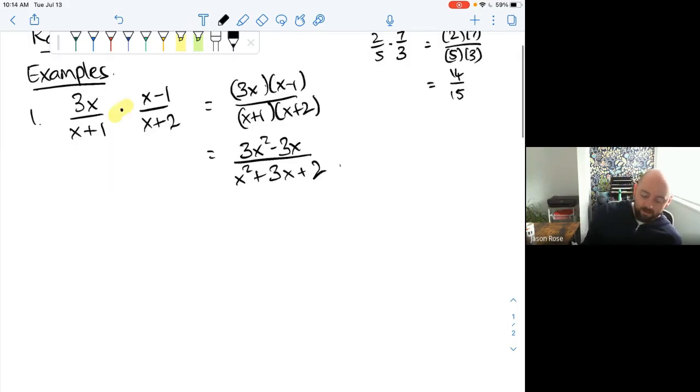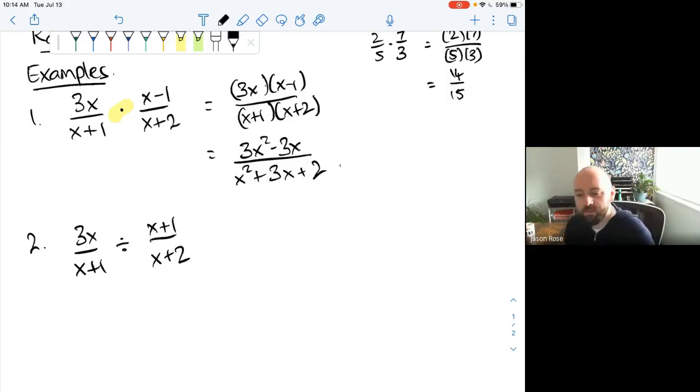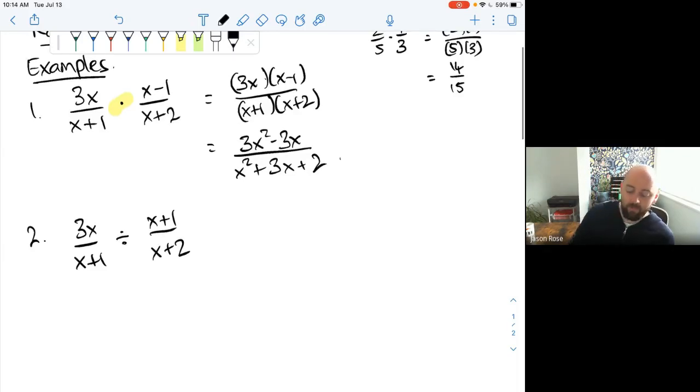If we had division, let's suppose we had 3x divided by x plus 1. Again, the division sign is not something you see too often. It's normally a big fraction that you more so see written in a complex fraction. But the division works just like it would for numbers as well.